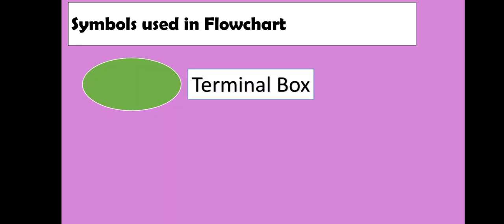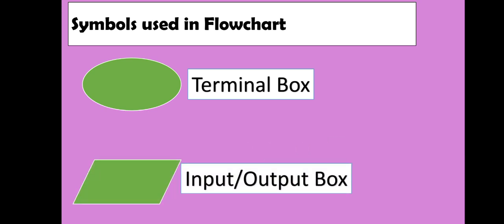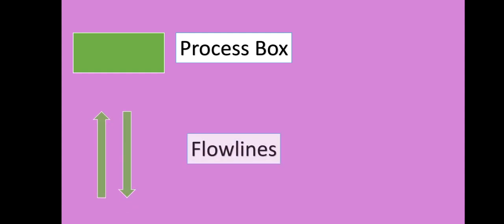Now, what are the symbols that are used in a flowchart? To draw a flowchart, the first symbol is a terminal box. This is used to depict the starting and ending of a flowchart. Then the input output box, which is used to give an input and an output, that is to enter a value and to display a value. Then you have a process box, which is often used for calculation and processing. Then you have flow lines, which are used as connectors to connect all these symbols together and make a flowchart, and also to show the flow of our flowchart.